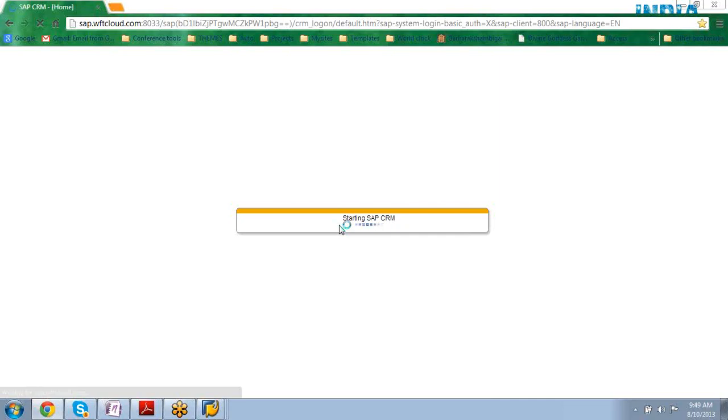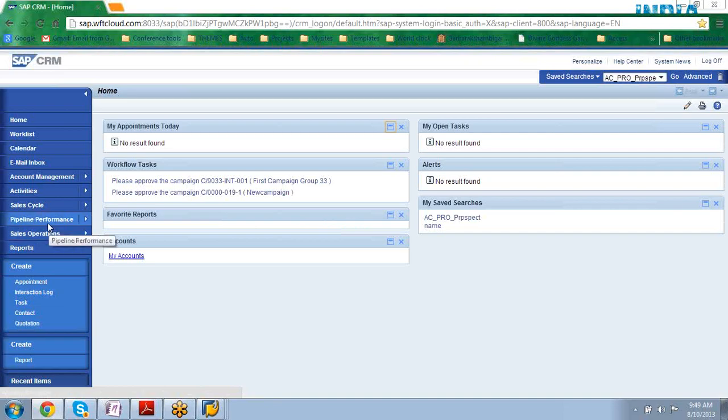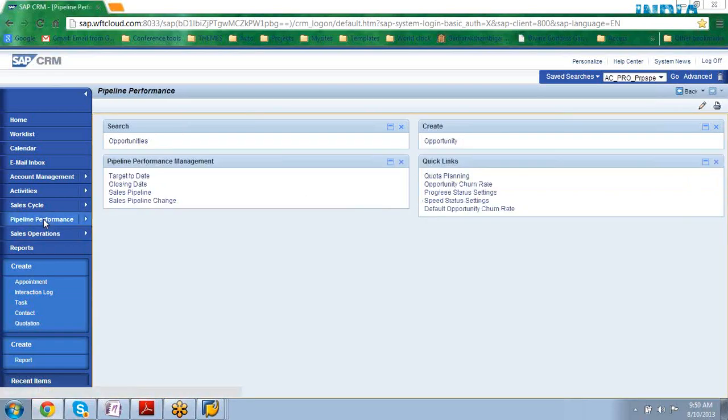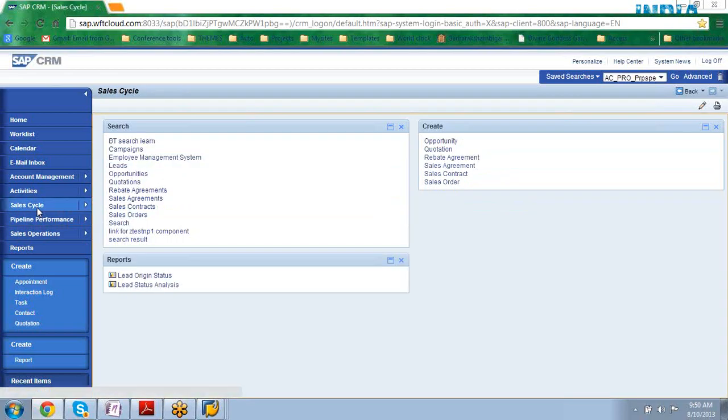Reporting in CRM is not possible from the GUI. It is only from Web UI. You can see there are a lot of screens here like sales contract, sales orders, opportunities, which come in the sales cycle work center.